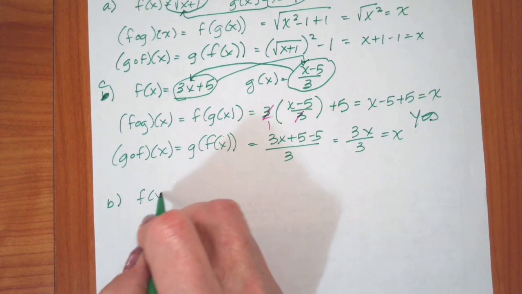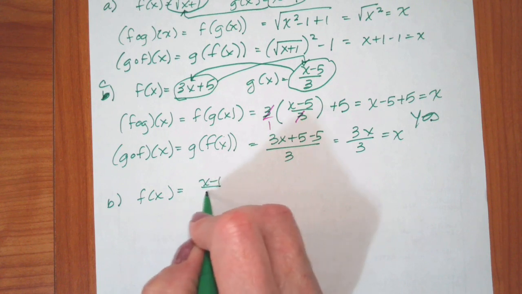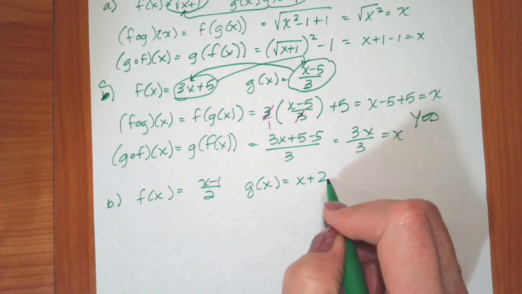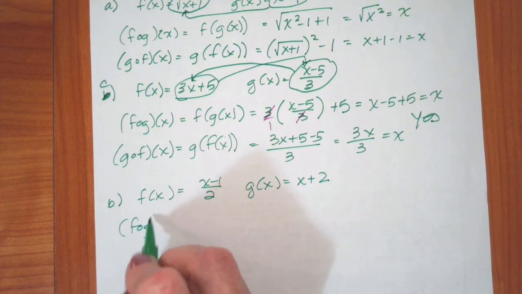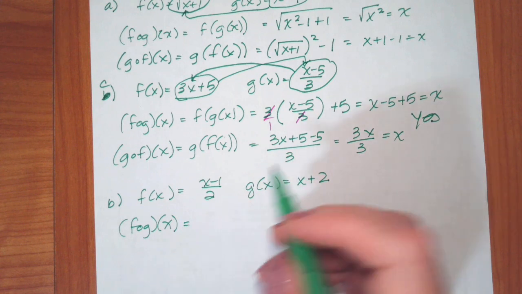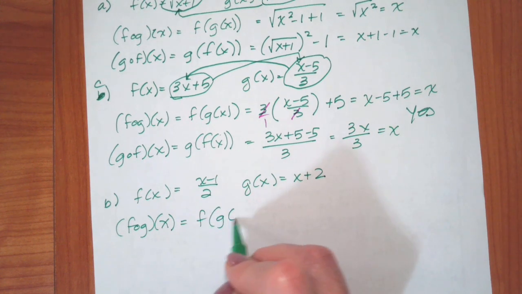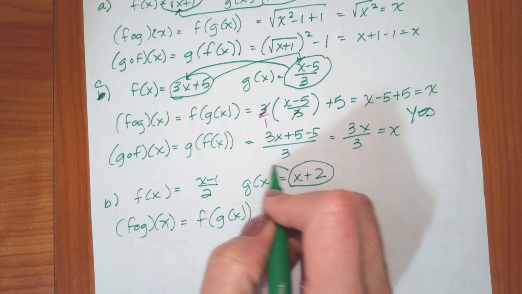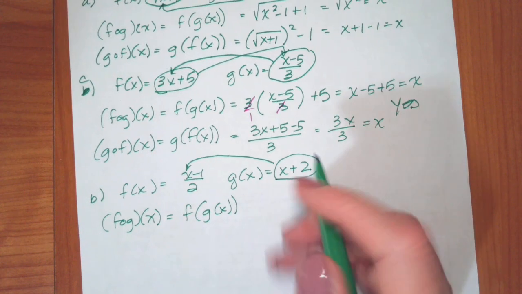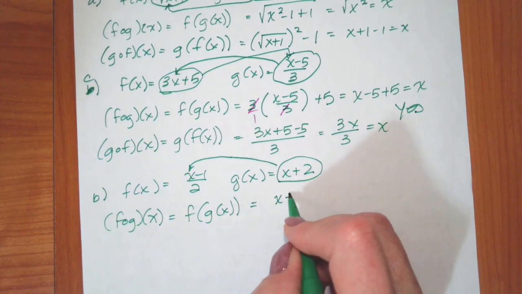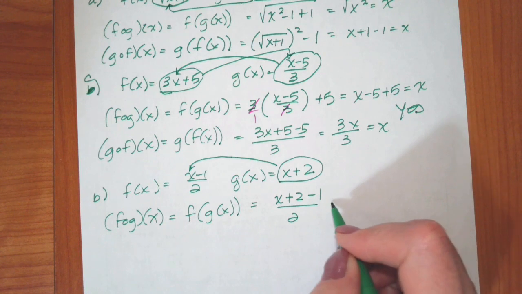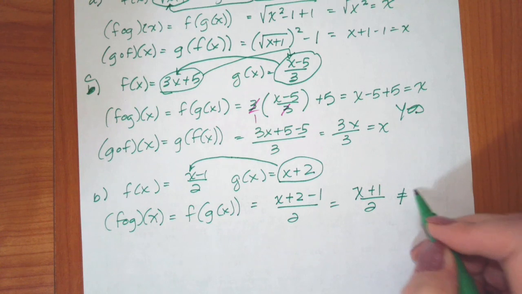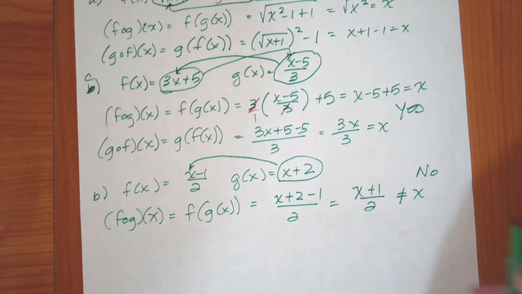All right, f of x equals (x minus 1) over 2, and g of x is x plus 2. So f∘g of x means that I'm going to put g of x inside f. So I'm going to put this here. That gives me (x plus 2 minus 1) over 2, which is (x plus 1) over 2. That is not equal to x, so I can say no already.